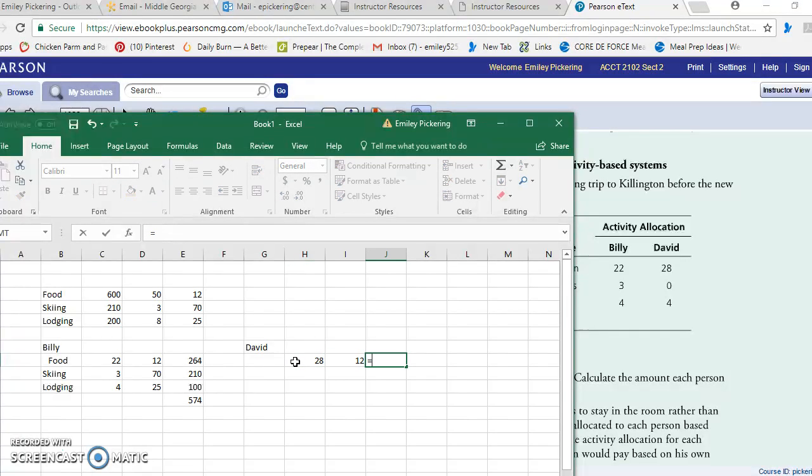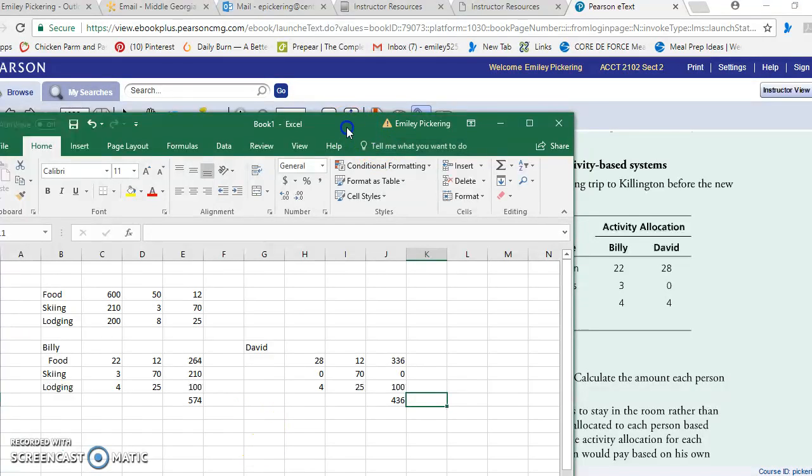Then when we look at David, for his food, he is planning on eating 28 pounds, $12 a pound. So we've got 336. For skiing, he's going to have 0 tickets. He's just eating, not skiing. And then for lodging, he's going to have 4 nights at $25. So that's $100. So his total is $436.